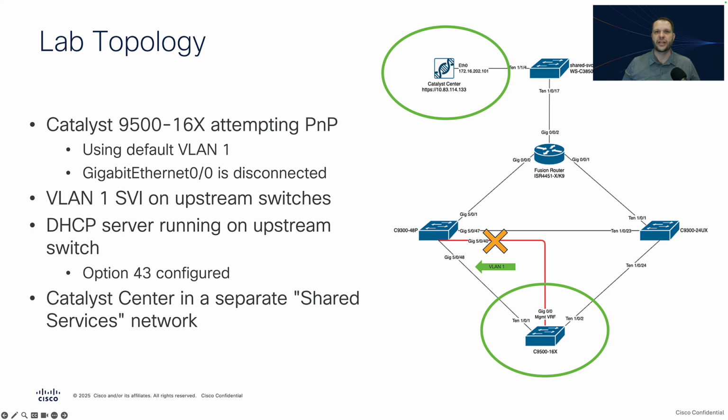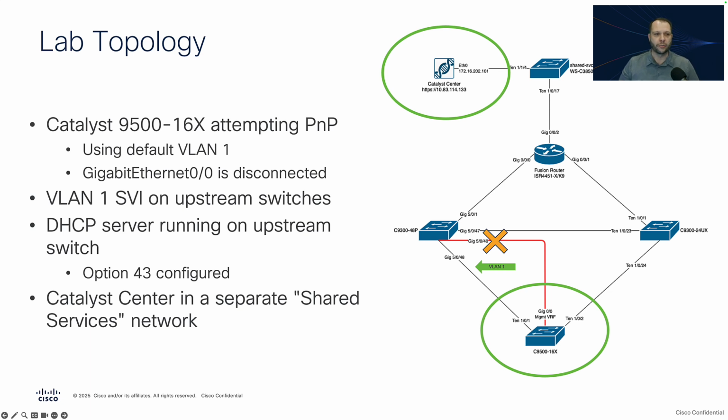and it obtains a DHCP lease when the device comes online, the device will actually prefer the lease that comes into the Gigabit Ethernet 0/0 interface over VLAN 1 in any of the front panel ports. So if you have both of them connected, you'll find that it always prefers the management interface for plug-and-play discovery.